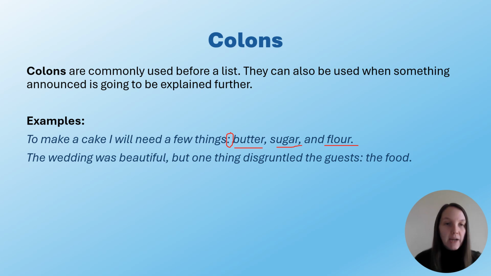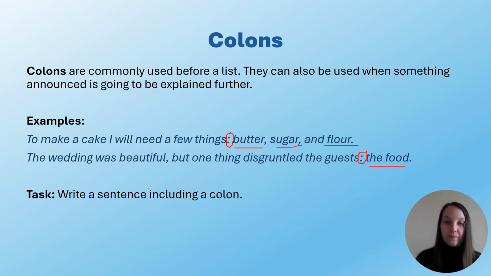The next one, okay: the wedding was beautiful, but one thing disgruntled the guests: the food. So we've got a colon here, and then we've got this additional information being added on at the end, okay? So that one thing that disgruntled the guests was in fact the food. So again, get that one down because they're both good examples for how colons are used.